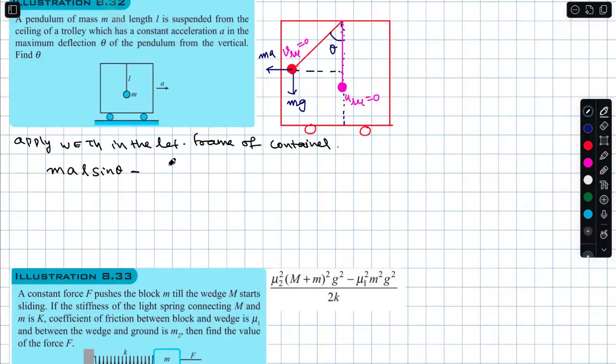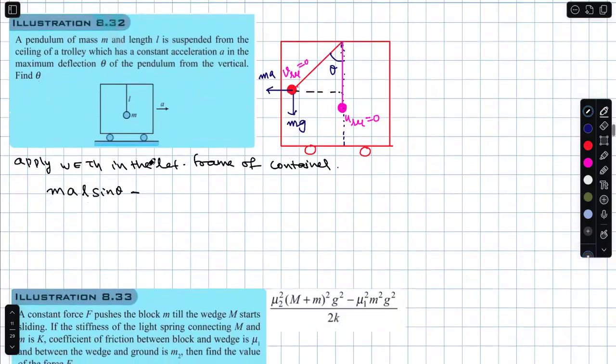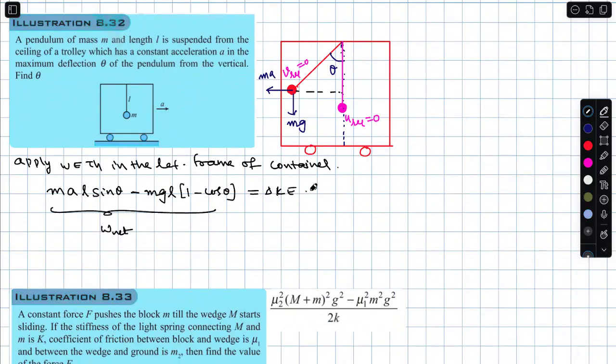MAL sin theta, work done by pseudo force. See, the first time I did this, I wrote every step properly. Now you know how to do it. So I am substituting: work done by gravity is minus MGL(1 minus cos theta). This is the net work done. Apart from this, there is no other work. But net work done is change in kinetic energy. What is the change in kinetic energy? Zero. Why? Initially rest, finally rest.